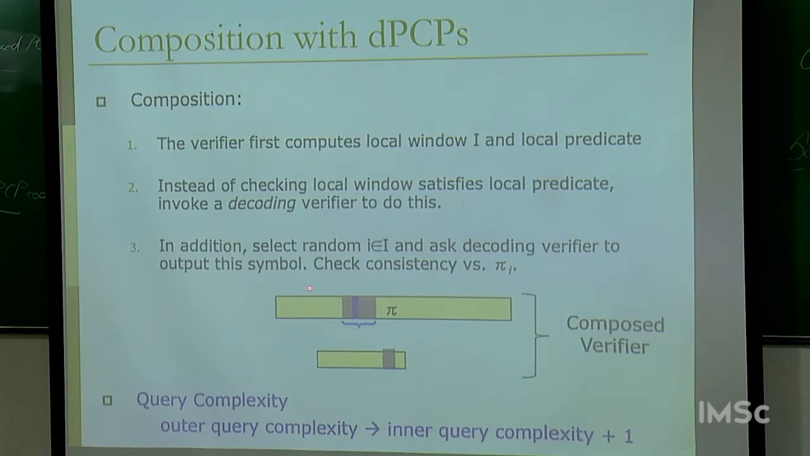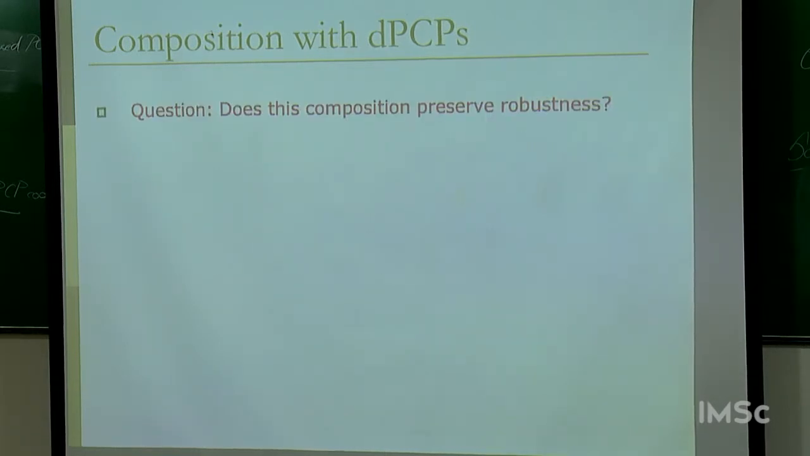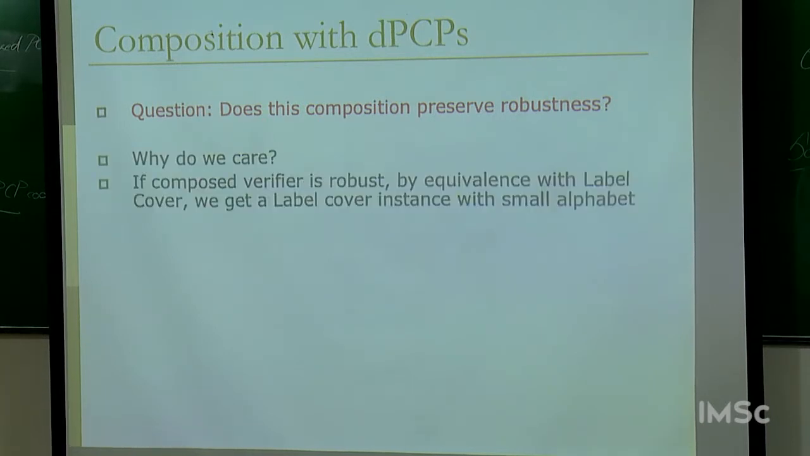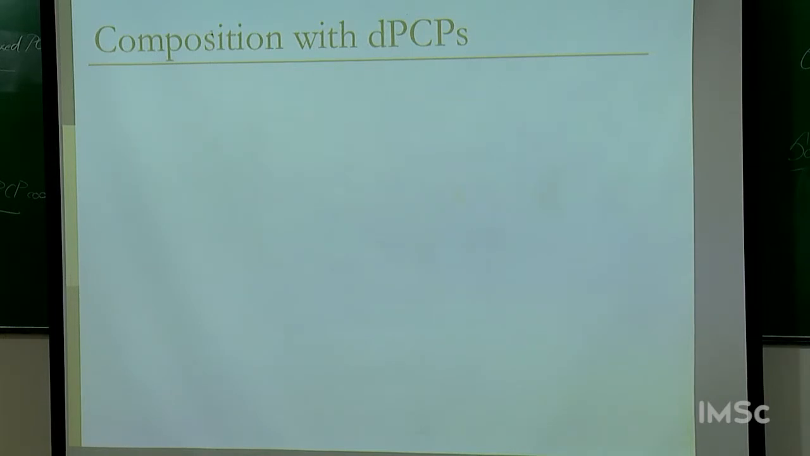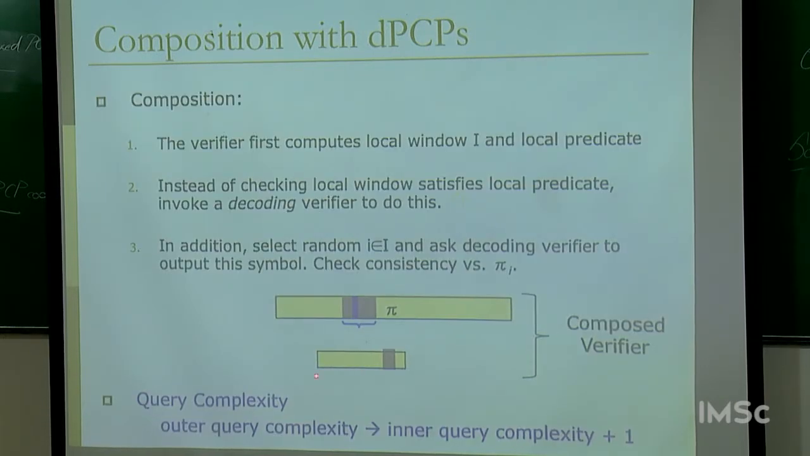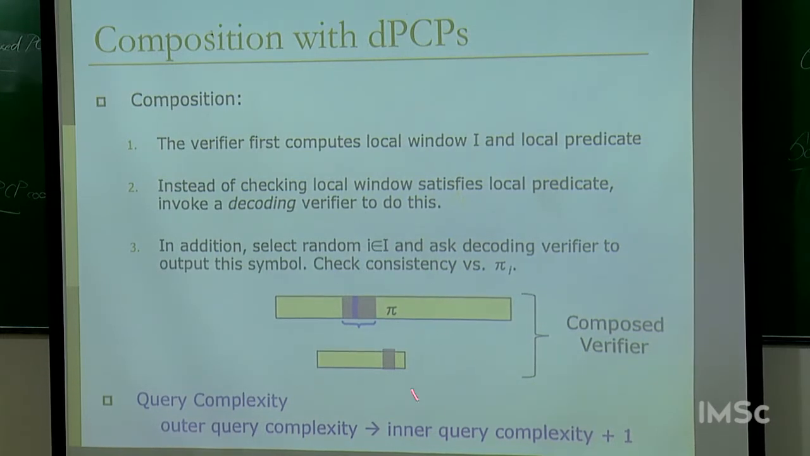It's not the huge outer query. But the question is, is it robust? Does it have robust soundness? And we needed robust soundness, not regular soundness. And once again, the reason it will not have robust soundness is that the proof is composed of two parts, an outer proof and an inner proof, and it can never have soundness better than half, because each of the proofs individually can be extended.